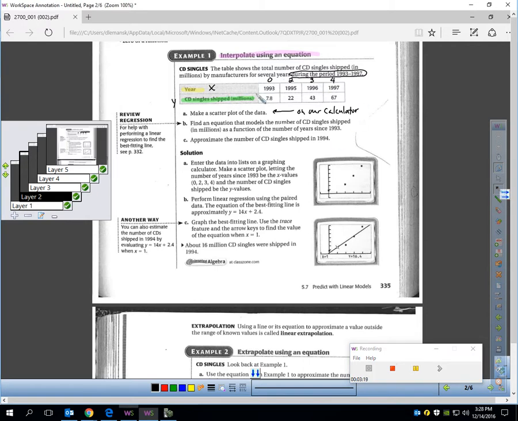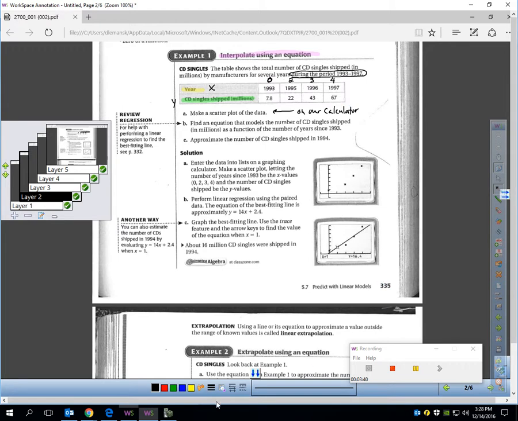Before we type this in, let's make something clear about our table. This table shows the number of CD singles shipped, in millions, by manufacturers for several years during the period 1993 to 1997. So when we type this in our calculator, we're going to type in year 0, which is 1993, that's when this process starts, is 7.8 million single CDs shipped. Two years later, it was 22 million. Three years later, 43 million. Four years later, 67 million. We want to type this table in our calculator.